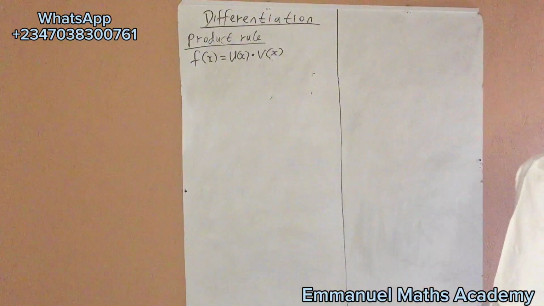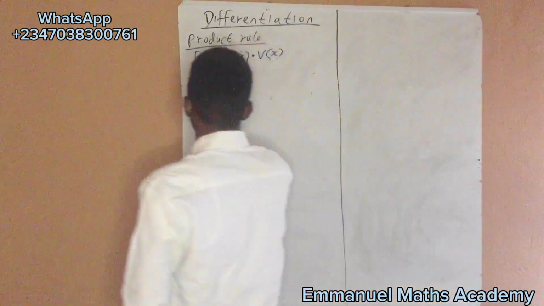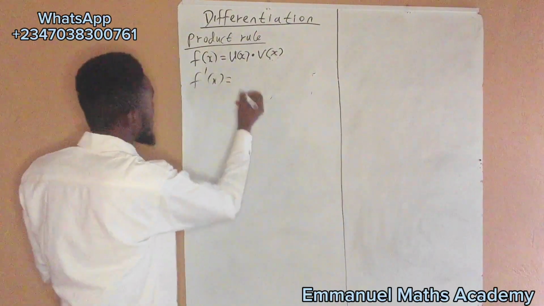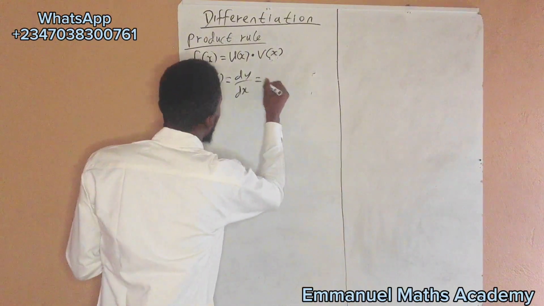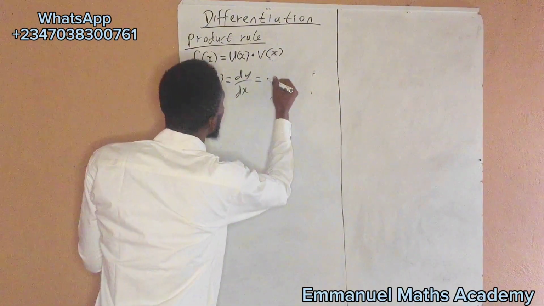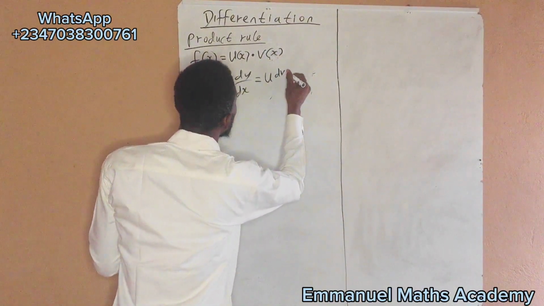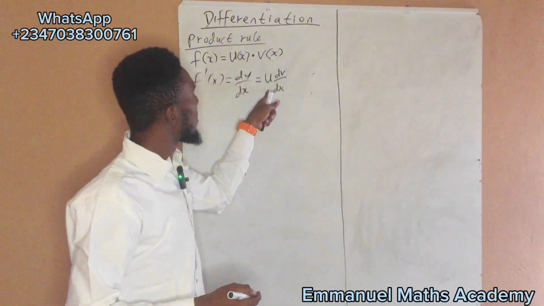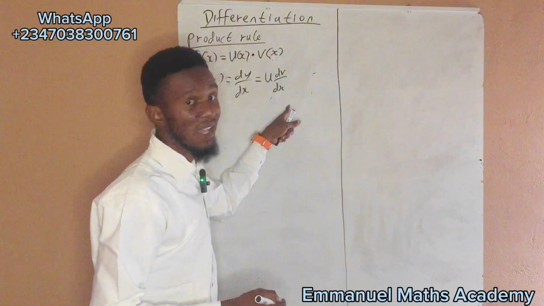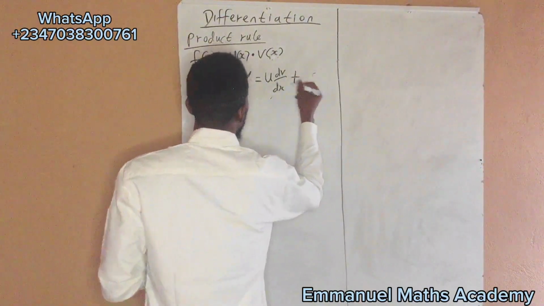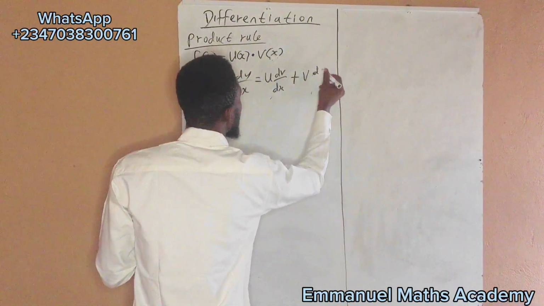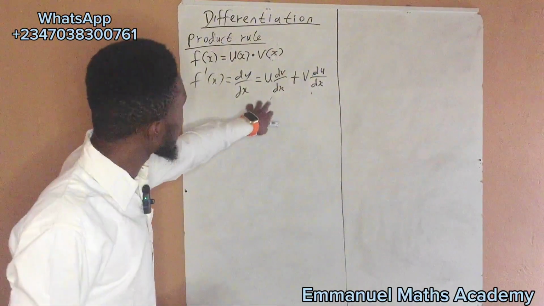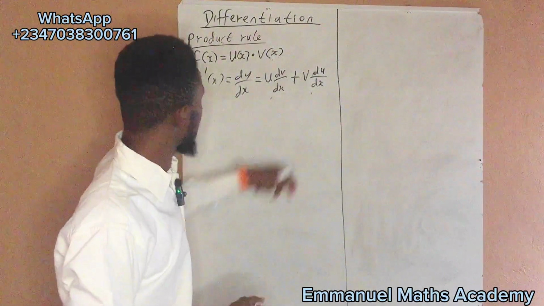Now, the derivative of this is f prime of x, which we also call dy dx, is equal to what? u dv dx, which simply means keeping u, then differentiating v with respect to x, plus keeping v, now differentiating u with respect to x. As simple as that.